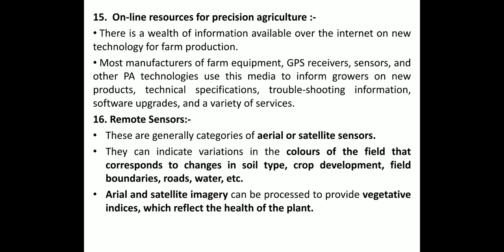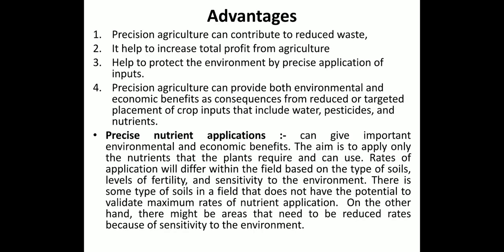And the last one, remote sensors. Remote sensors are generally aerial or satellite sensors, which are used in precision farming to indicate the color of the field that corresponds to changes in soil types, crop development, field boundaries, roads, water, etc. Aerial and satellite imagery can be processed to provide vegetative indices which reflect the health of the plant. These are the different technologies used in precision farming.